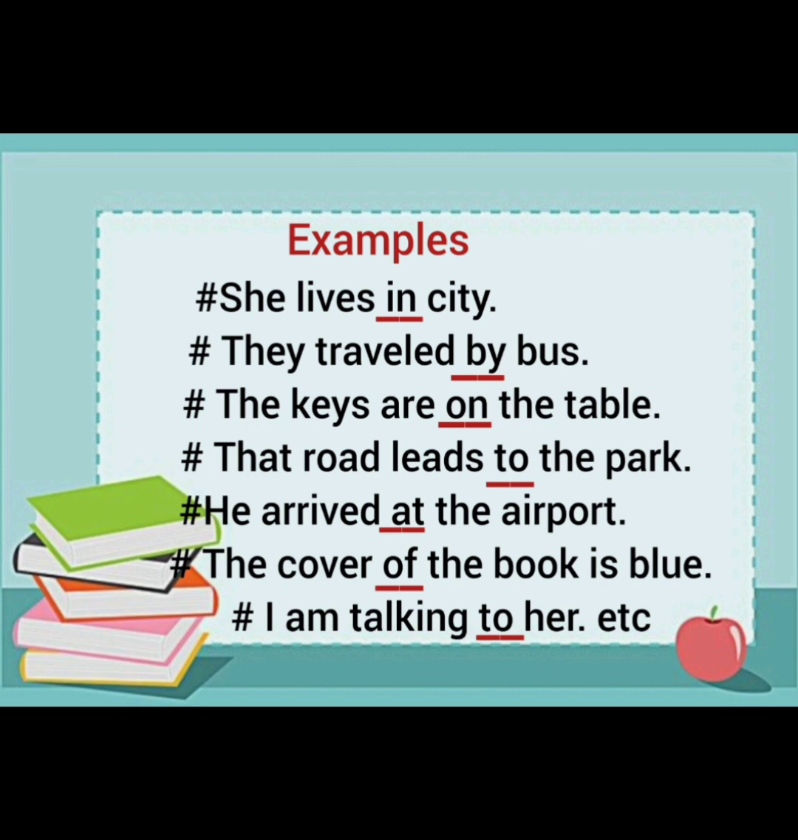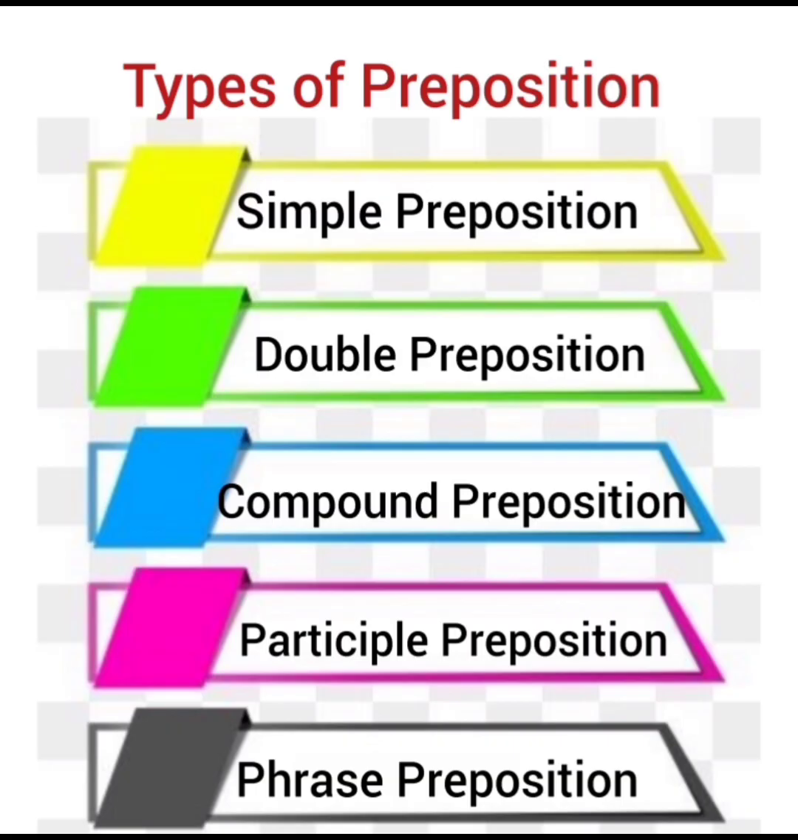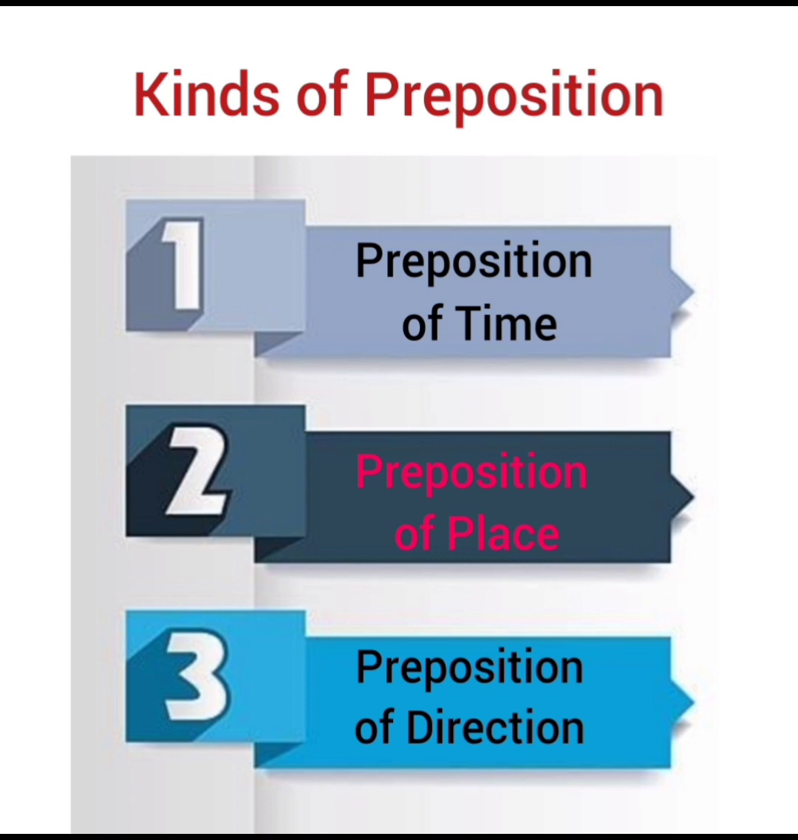Now there are different types of preposition. The first one is simple preposition. Number 2 is double preposition. Number 3, compound preposition. Number 4 is participle preposition. Number 5 is phrase preposition. Then further we have 3 different kinds of preposition. Number 1 is preposition of time. Number 2 is preposition of place, and number 3 is preposition of direction.